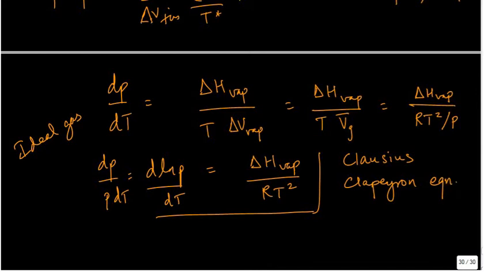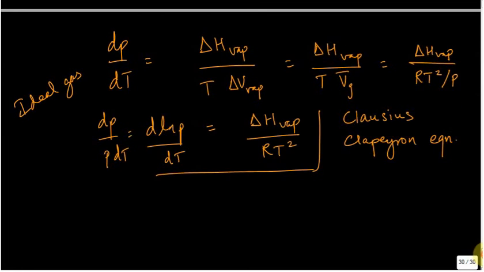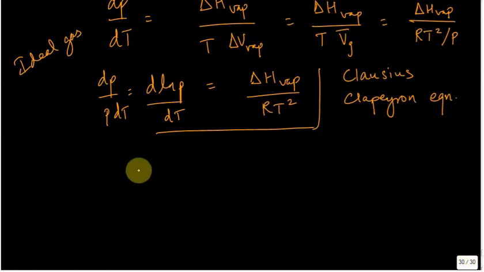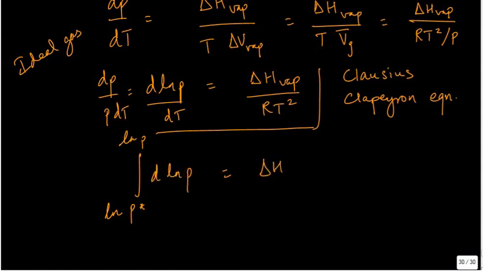And now all we need to do is to integrate it. So integral from P star to P. Now if I wish to use d log P, then it should be log P star to log P, right? So integral d log P is equal to delta H vaporization by RT square dT.